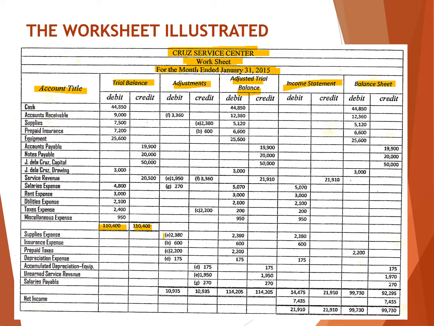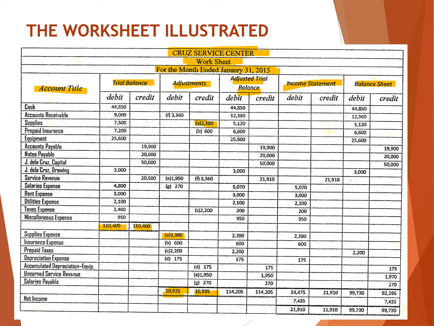For example, here, letter A. We can see here that the adjusting entry is debit supplies expense and then credit supplies. As you can see here, the amount is copied to the credit side of supplies, and then here is on the debit side of supplies expense, because the entry is debit supplies expense and credit supplies. Same goes with the rest of the adjusting entries. And then after you copied the adjusting entries to the adjustments column, the next step is to add the debit and credit, and they should be equal.